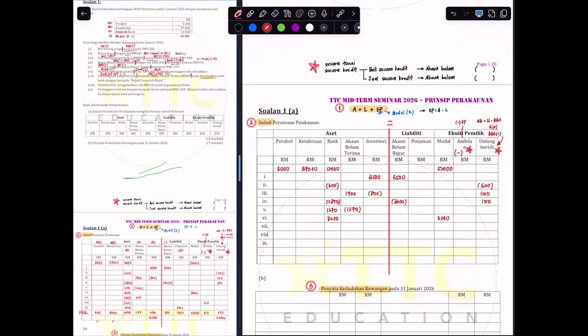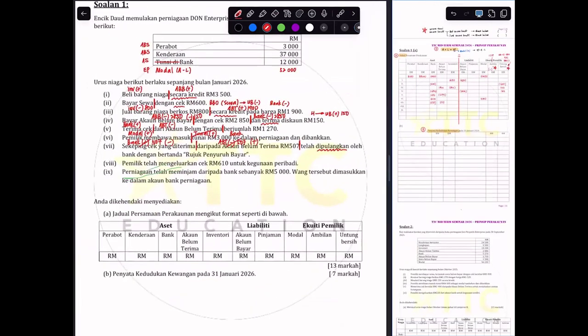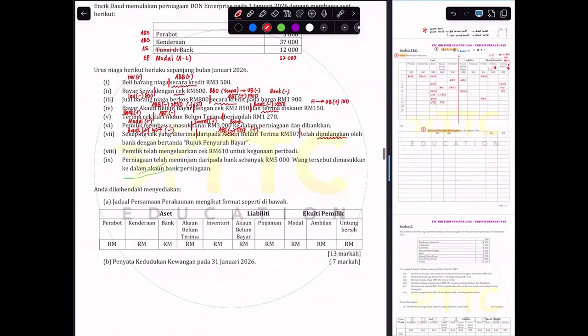So bank minus 507. ABT increased by 507. So both left and right hand side the same equals to 0. Okay, then number 8.